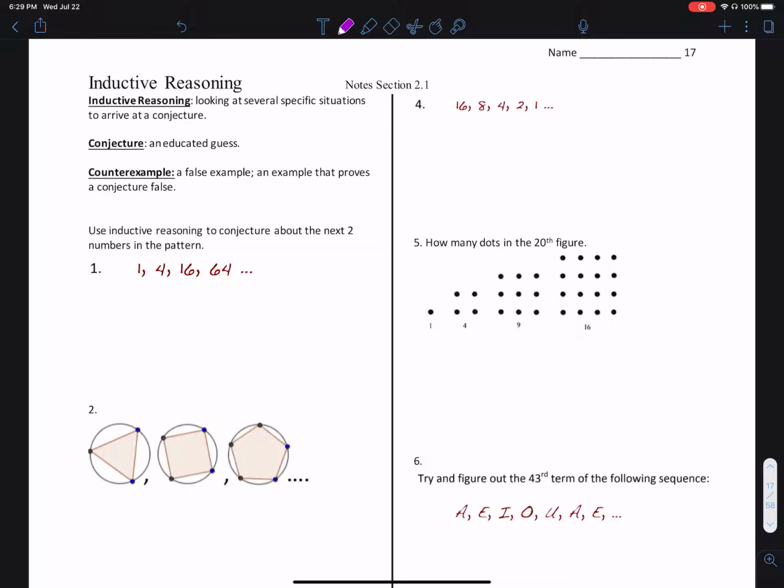This is Geometry, Note Section 2.1, Inductive Reasoning. We are trying to take the concept of inductive reasoning in order to lead us to a point where we can do one of the hardest things in mathematics, which is proofs.